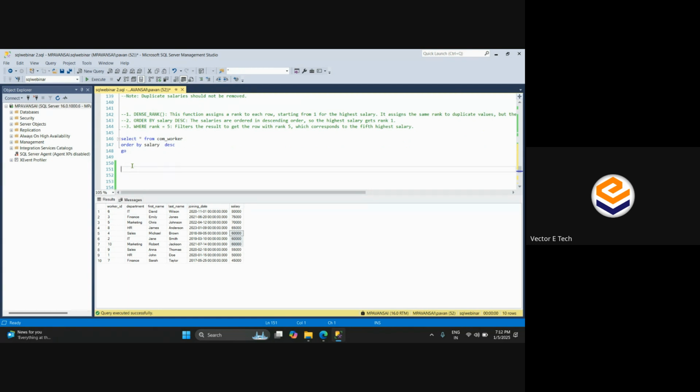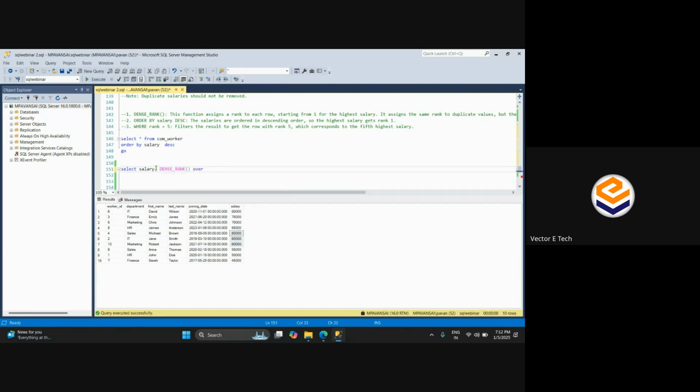So why we use dense rank is, if there are any ties where it has similar values, rank will skip the rank, whereas dense rank will not skip, it will give the succeeding result. So what we'll do, we'll select all the columns, or if you want only the salary column, you can choose the salary column. We'll use something called dense rank.